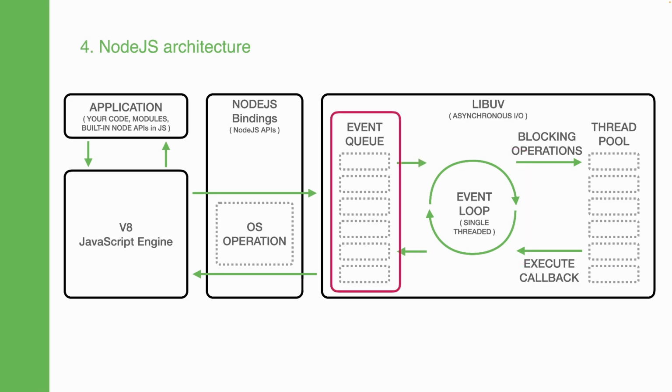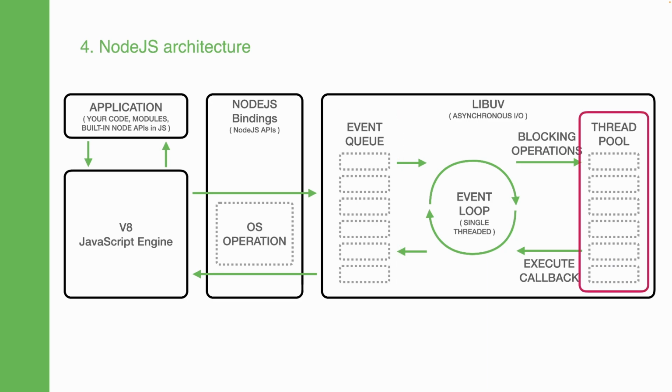The event queue, also part of libuv, manages and processes asynchronous events and callbacks. It ensures that asynchronous operations like I/O tasks or timer callbacks are handled in a non-blocking manner and in the order they were received. This keeps Node.js applications efficient and responsive.